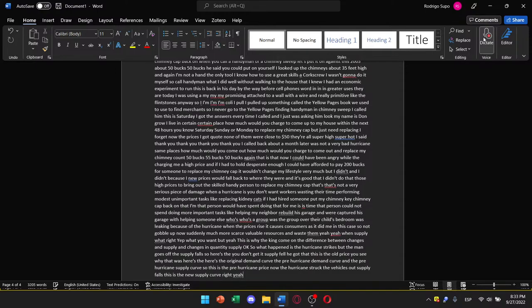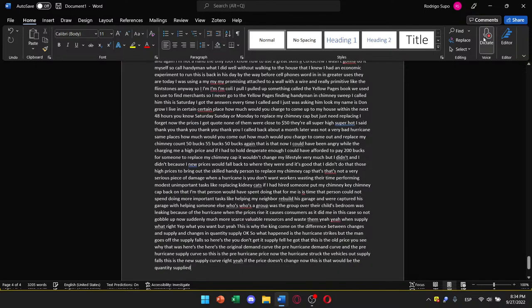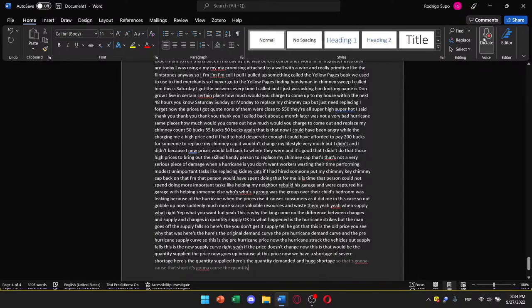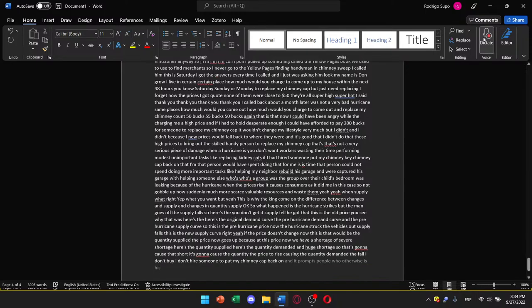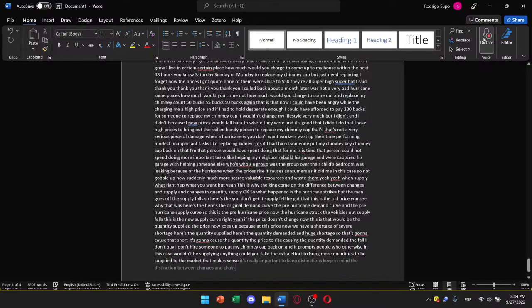Okay. If the price doesn't change, that would be the quantity supply. Right? So price now goes up, because at this price, now we have a shortage, a severe shortage. Here's the quantity supply, here's the quantity demanded. A huge shortage. That shortage is going to cause the price to rise, causing the quantity demanded to fall. I don't hire someone to put my chimney cap back on. And it prompts people who otherwise, in this case, wouldn't be supplying anything to take the extra effort to bring more quantities to be supplied to the market. That makes sense? It's really important to keep in mind the distinction between changes in supply and changes in quantity supply.